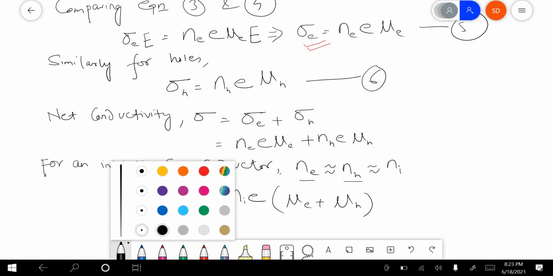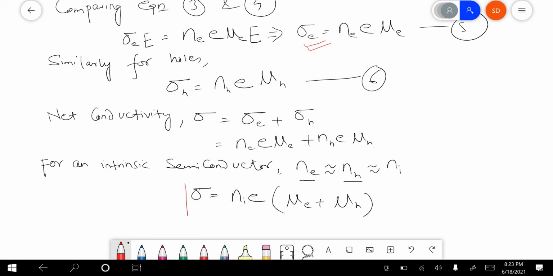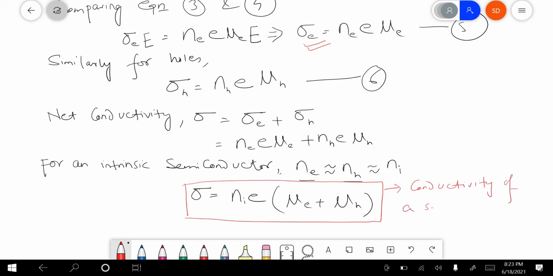So this represents the relation for the conductivity of a semiconductor. This equation represents the conductivity of a semiconductor. I hope you have understood.